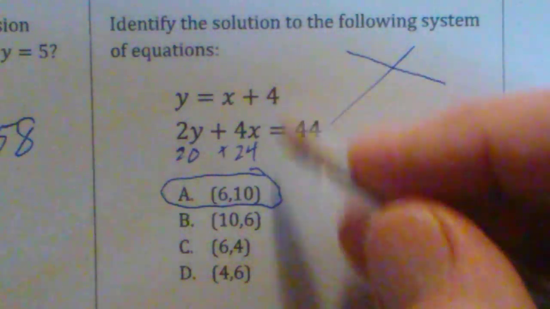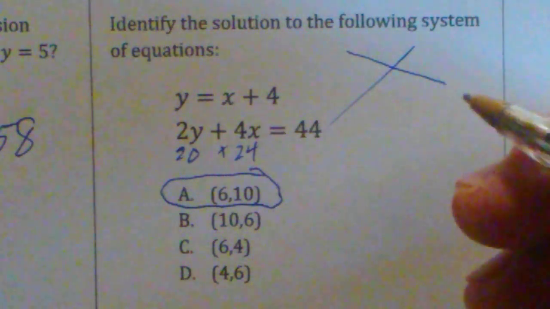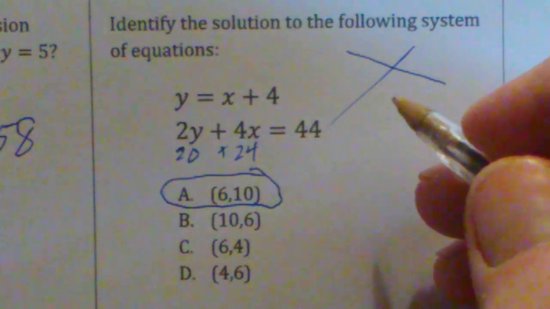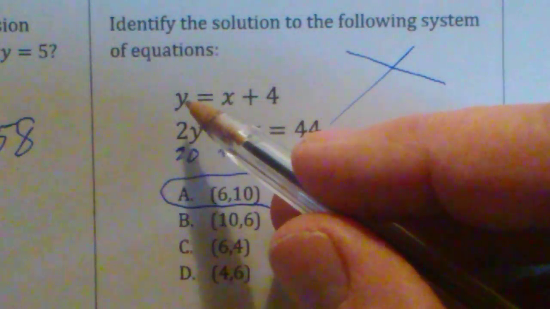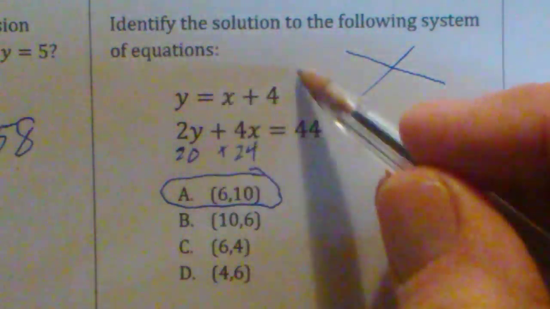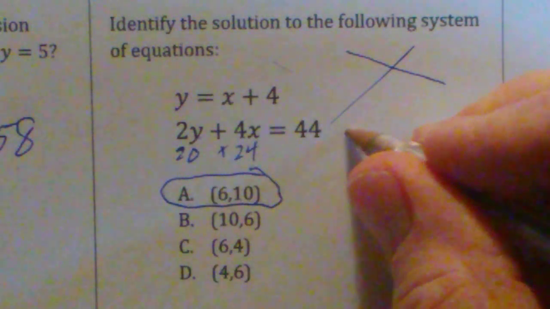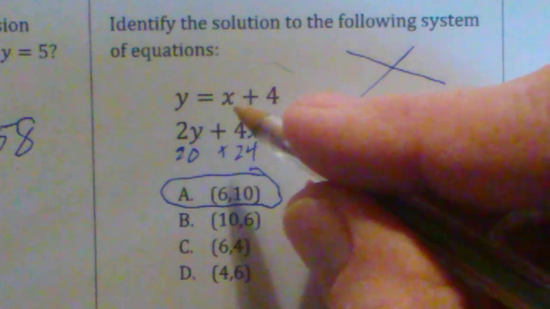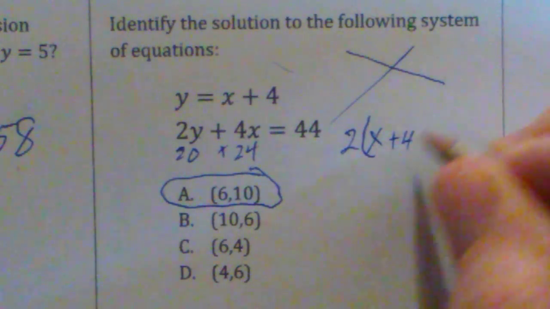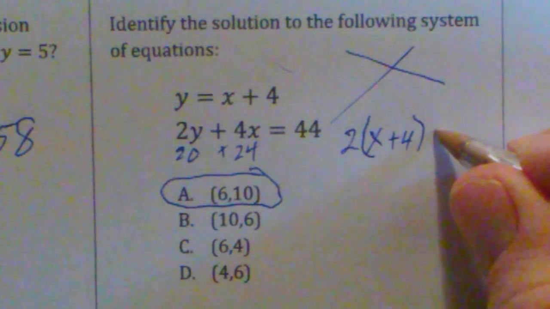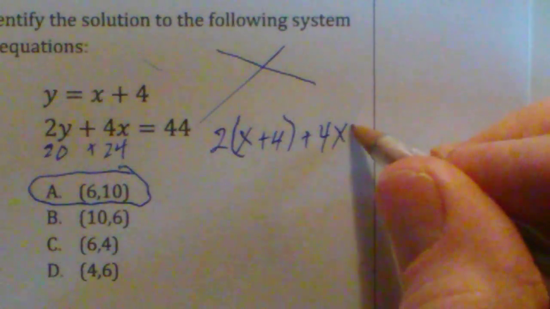Okay. Now you could have solved this by doing what we learned how to solve a system of linear equations. And I'll do that real quick. Okay. So a good thing to do is substitution. If y equals x plus 4, we're going to substitute x plus 4 in the second equation. And then we'll be left with just one variable. 2 times, and instead of putting y, I'm going to substitute x plus 4. That gets rid of the y. And now I'm going to have only x's in the equation, and I can solve it. Plus 4x equals 44.